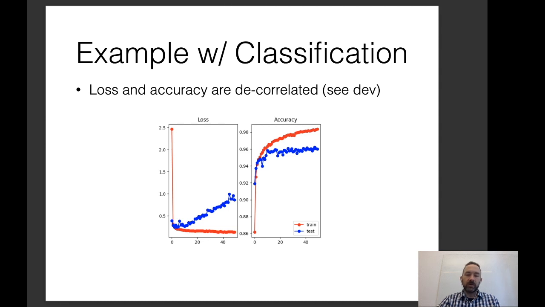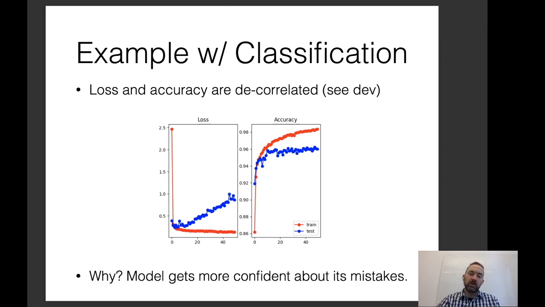If we take a look at the training set loss and accuracy, and the test set loss and accuracy, on the test set we can see that loss goes down very quickly, and then after a few iterations it starts to get worse and worse. On the other hand, we see accuracy essentially is getting better and better as we continue training. So why is this?